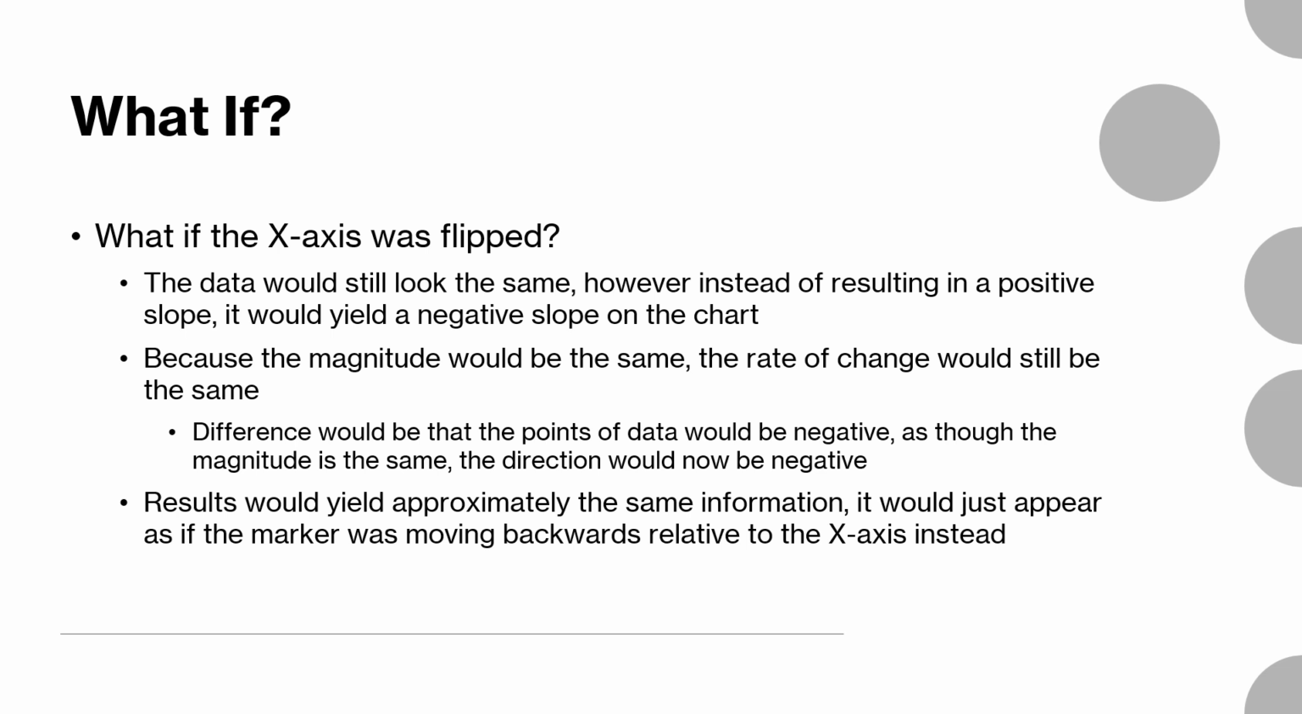Then we have a what if question. What if the x-axis was flipped? The data would still look the same in this case. However, instead of resulting in a positive slope, it would yield a negative slope on the chart. This would be because the magnitude would still be the same, the rate of change would still be the same, but it would be negative as it would be going in the negative x direction instead of the positive x direction. The results would be basically the same, but it would just appear as if the marker was moving backwards instead of forwards.